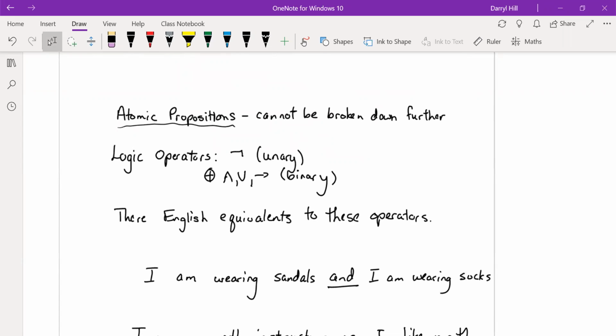So the types of logical operators we looked at is the negation. So that's this guy. If something is true and I apply a negation, it becomes false. And if something is false and I apply a negation, it becomes true. And then we have the exclusive OR operator, the AND, the OR, and the implication.